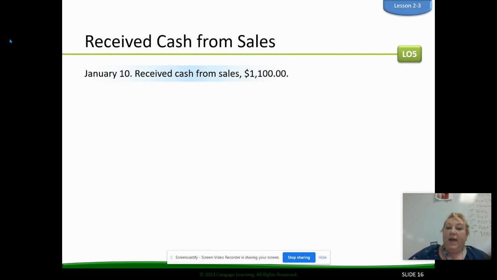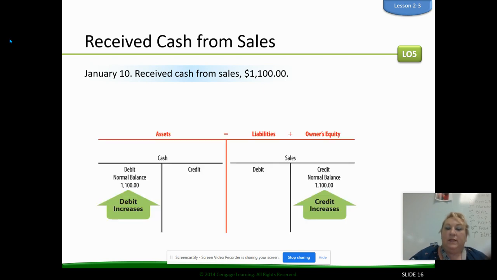So I received cash from sales. Since I received cash, my cash is going up. And then remember, sales is how I make money. Sales is my revenue. It increases the value of my business. So it's going to be set up the same as capital, because capital is my account for my investment from my owner. So it's still an owner's equity account, but it's going to have its own account name, and it's only going to have a credit balance.